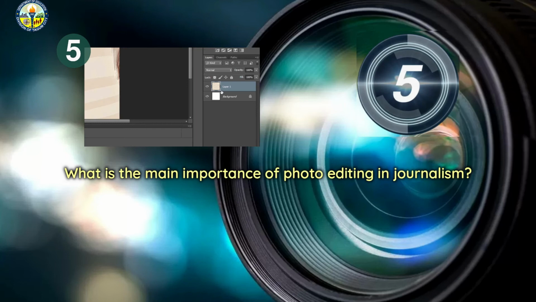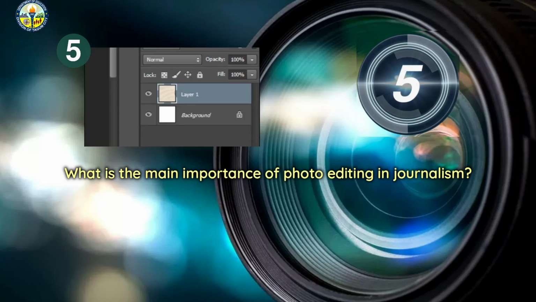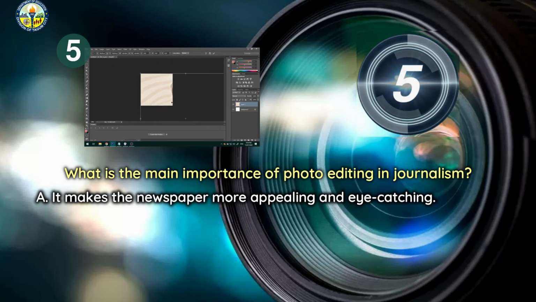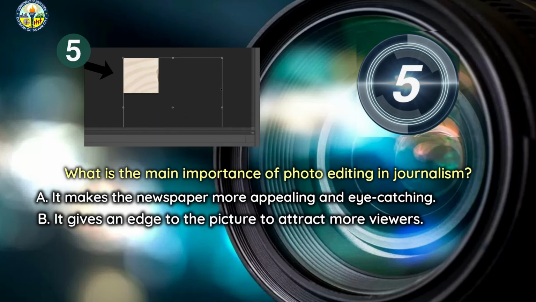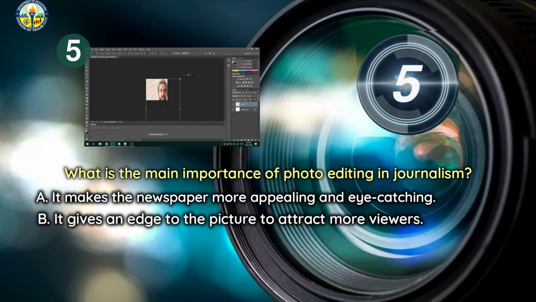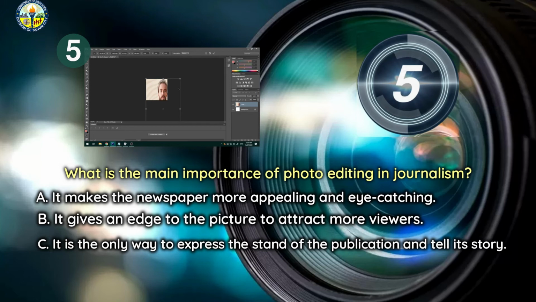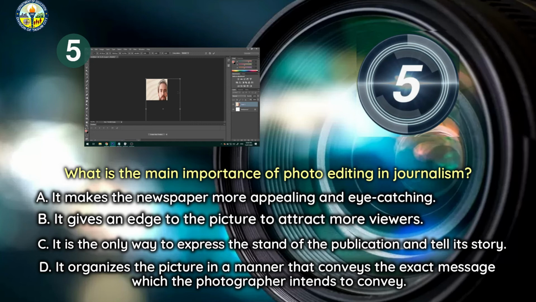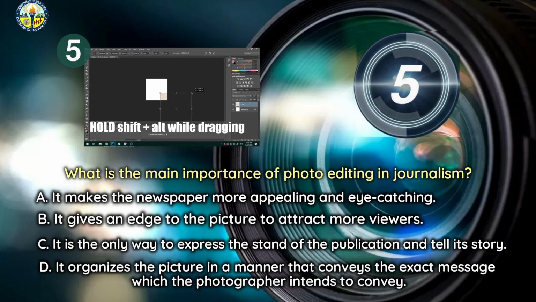What is the main importance of photo editing in journalism? A. It makes the newspaper more appealing and eye-catching. B. It gives an edge to the picture to attract more viewers. C. It is the only way to express the stand of the publication and tell its story. Letter D. It organizes the picture in a manner that conveys the exact message which the photographer intends to convey. Your time starts now.